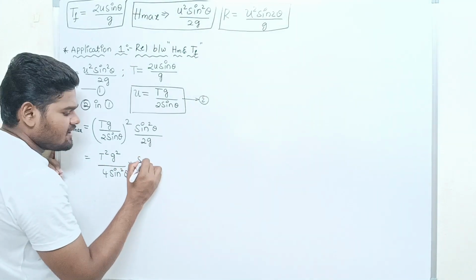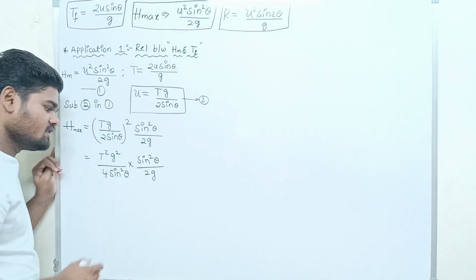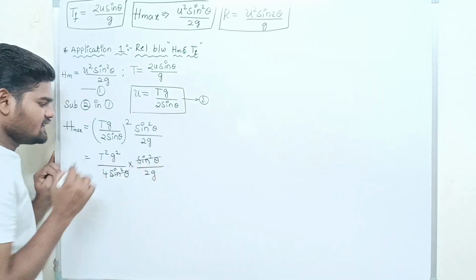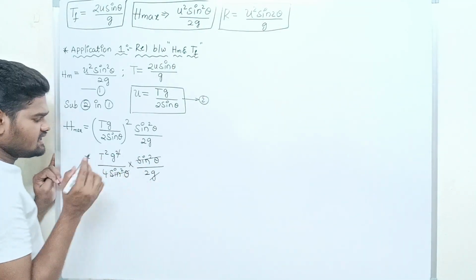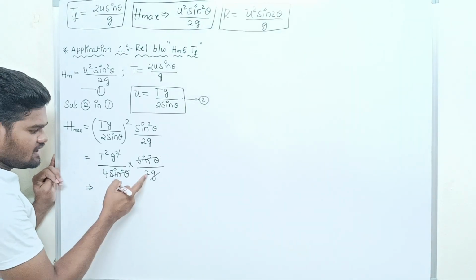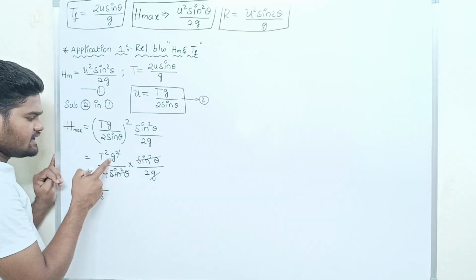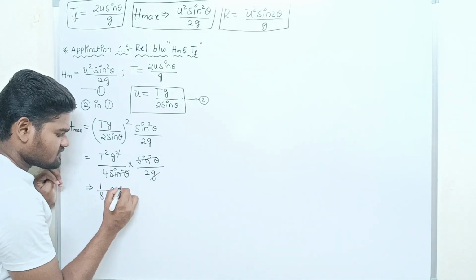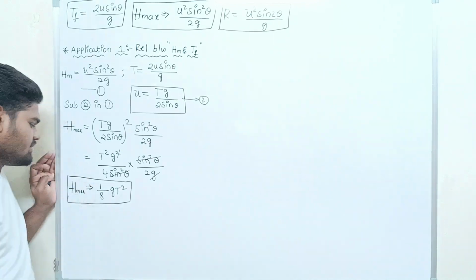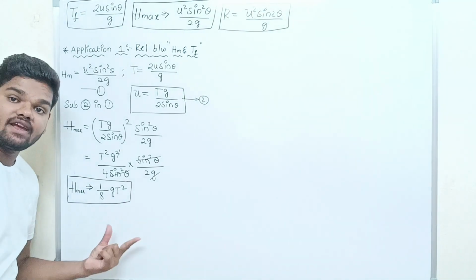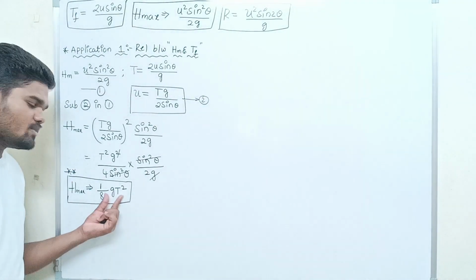So into, here we have sin square theta by 2g. Sin square theta gets cancelled out. Here g square is there, here g is there, so one g gets cancelled out. That is equal to, here 2 4s are 8, so 1 by 8 into g and t square. So h maximum is equal to 1 by 8 g t square. So this is the relation between h maximum and the time of flight.